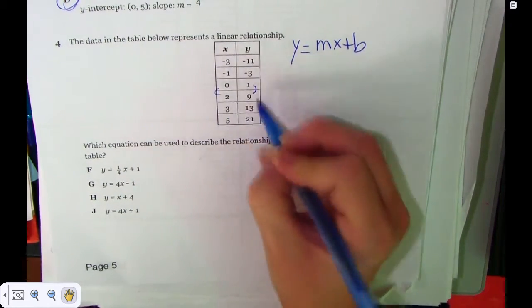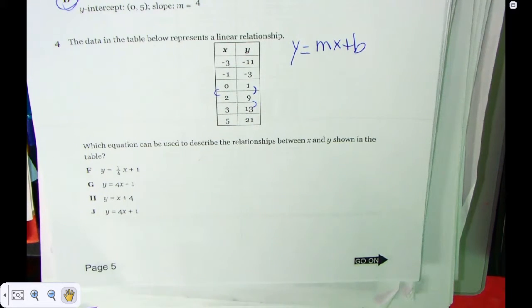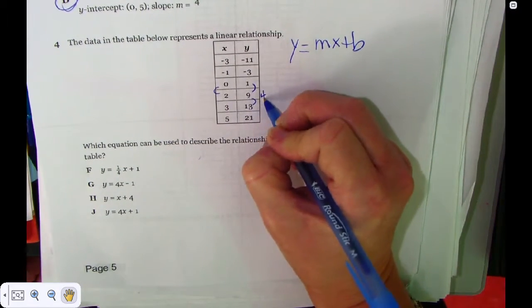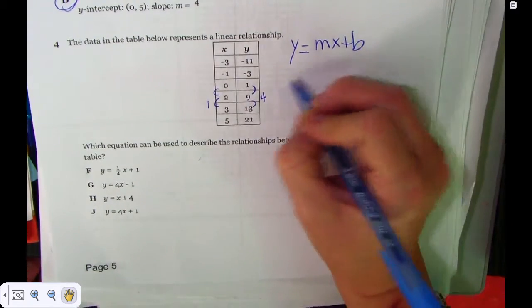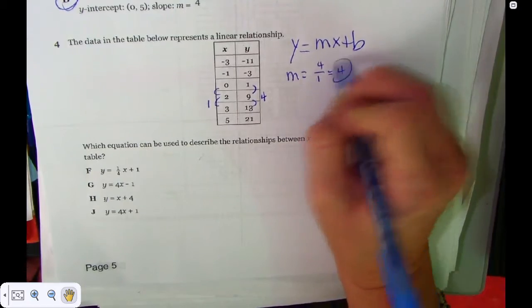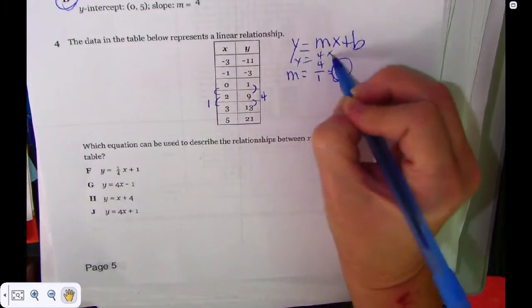So I'm going to come down here. Oh, you know what I see? I could do 9 to 13. That's going to be a little easier. I always do the easiest numbers. I pick the easiest thing that I can spot real quick. What is 9 to 13? It goes up 4, and that goes up 1. So the slope is going to be 4/1, which is 4. So I know it's going to be y equals 4x.